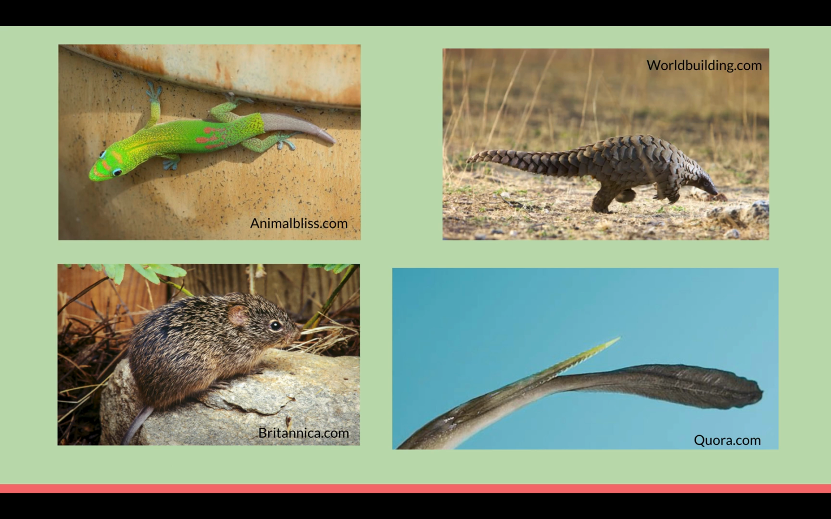On the bottom left, we have a cotton rat. Interesting fact is that the cotton rat will also lose its tail as a defense mechanism. If a predator grabs them by the tail, they will turn and turn until their tail is cut off and they escape. Can you guess what kind of animal is on the bottom right?